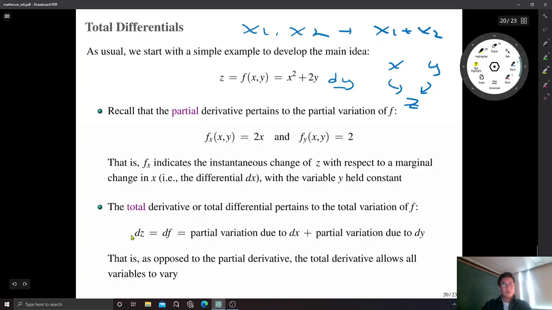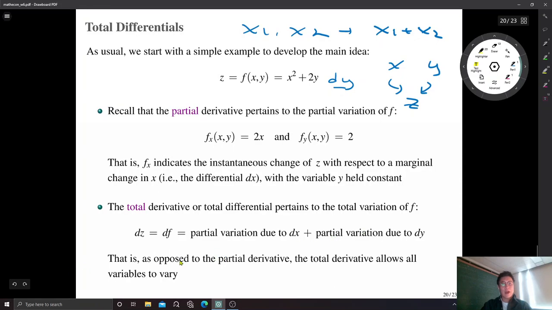So the total differential, that is a proxy of total variation, is defined as the sum of two partial variations. If we understand this, the remaining topics are just a piece of cake.